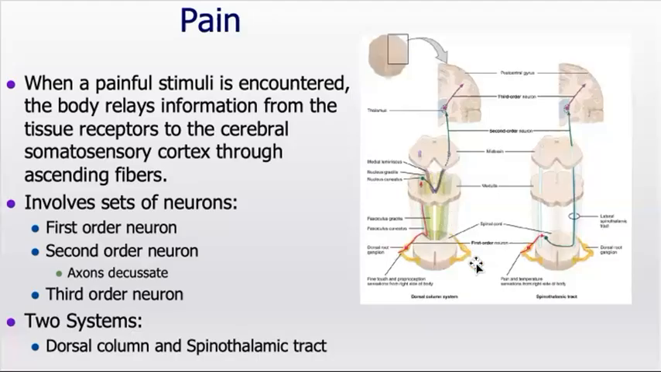Another thing to recognize is the second order neuron, or the green neuron in both of these images, is the neuron that decussates, or that transfers from one side of the body to the other. Okay. Now, in the spinal thalamic tract, this happens at the level of the spinal cord. In the dorsal column system, this happens at the level of the medulla.